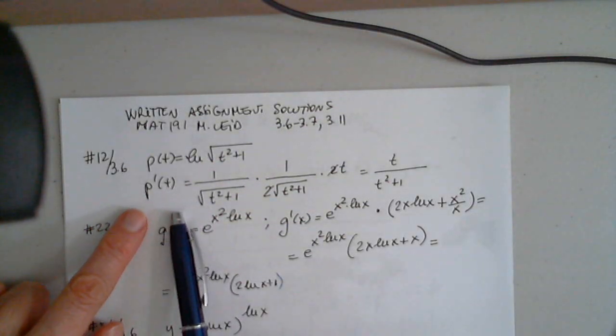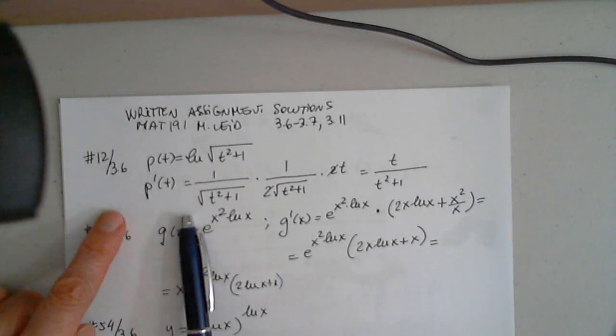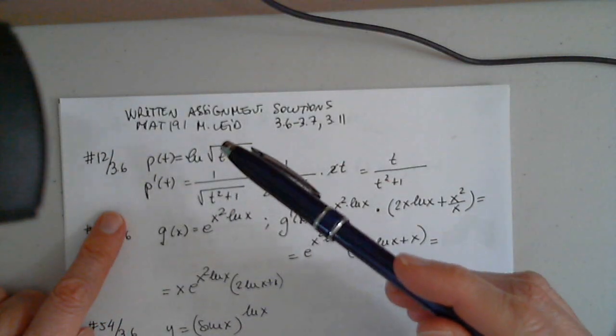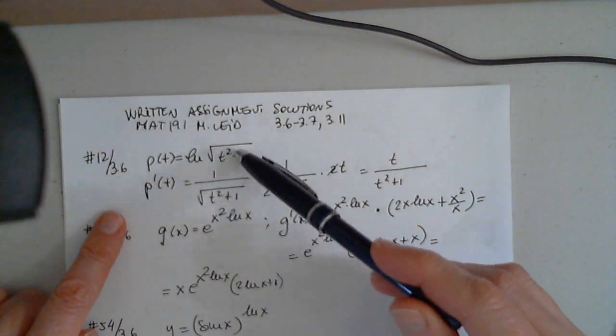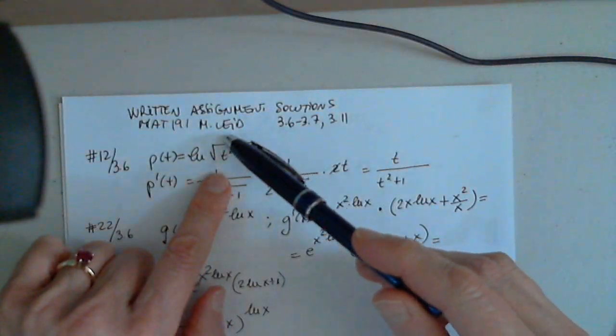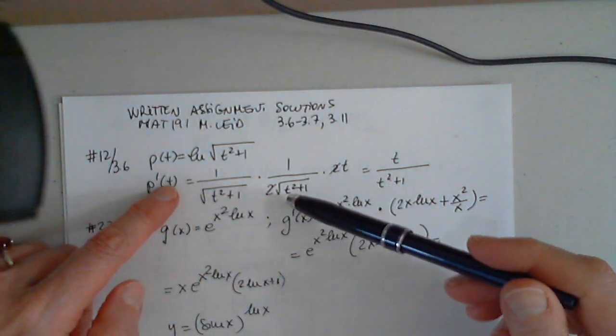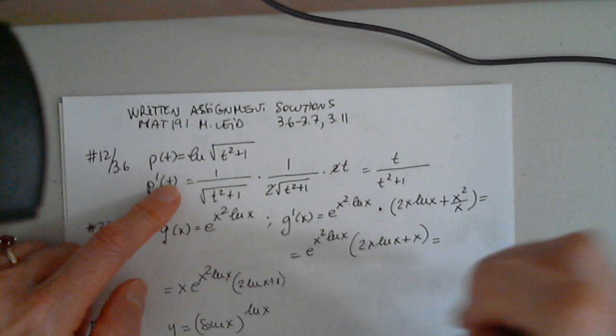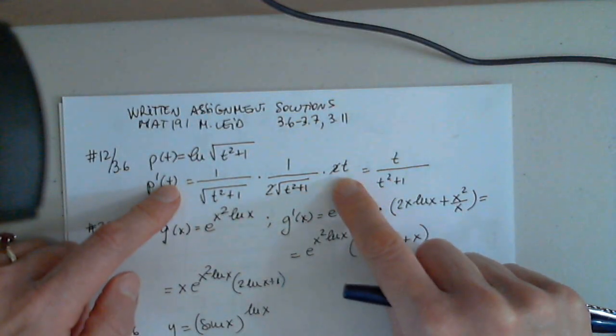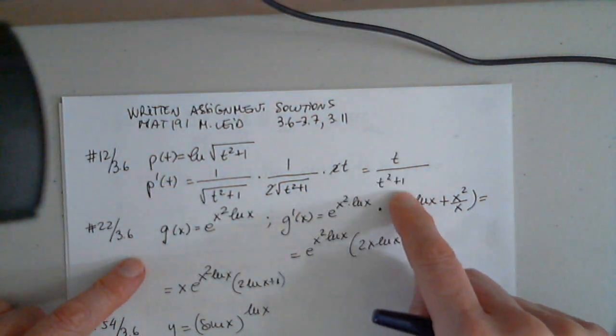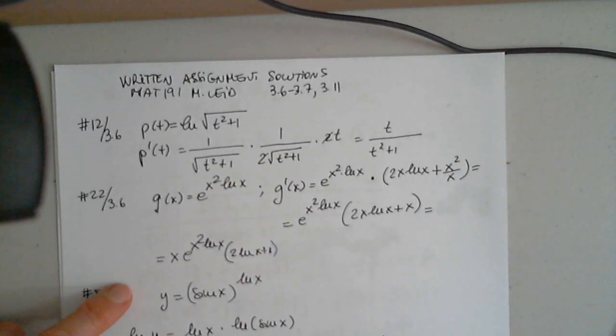Here in this problem, we are asked to differentiate. It's a natural log, so natural log prime is 1 over the function times the inner function prime, which is 1 over 2 square root of the function times the inner function prime, which is 2t. I simplified it to t over t squared plus 1.